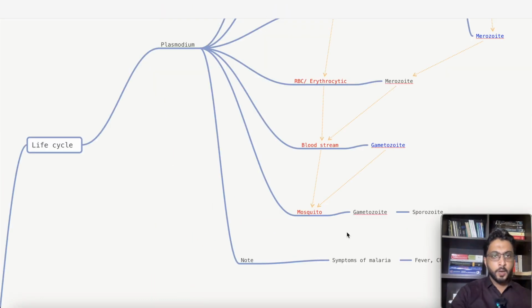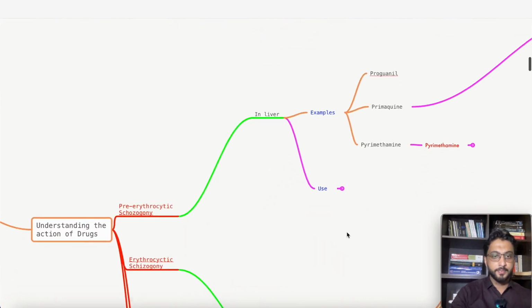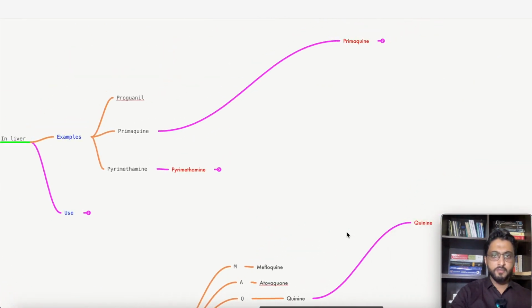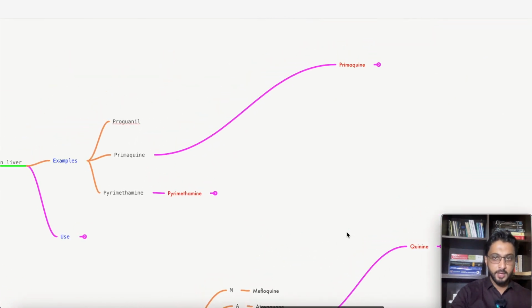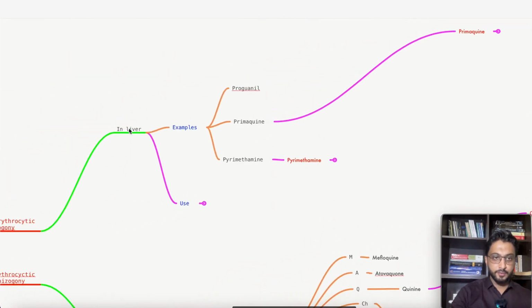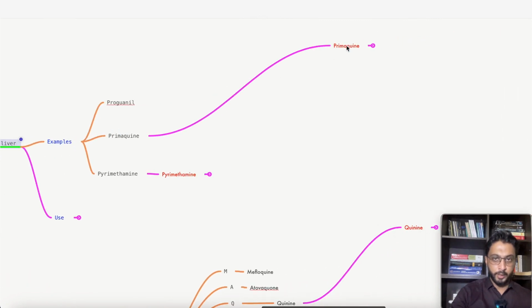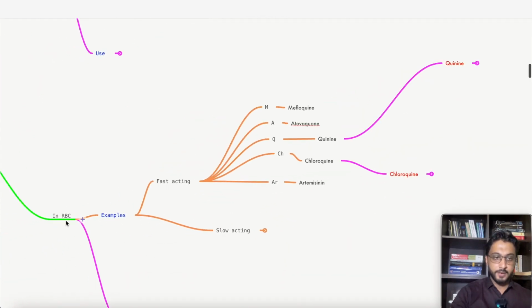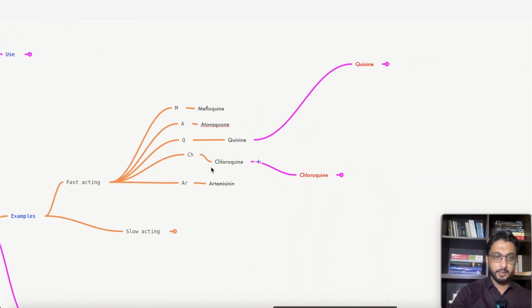Okay. Now, having understood the life cycle, having understood the drugs, where they act, we're going to see some very specific drugs. Especially in the region of the liver where it acts, the very important drug is primaquine. The center drug, primaquine. Then there is another drug which is very, very important, pyrimethamine. Small knowledge of it is required. All these maroon ones. Then in the region of RBC where it acts, we need to understand the fast acting drugs, quinine and chloroquine.